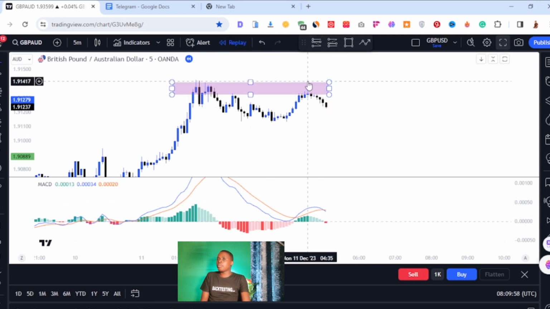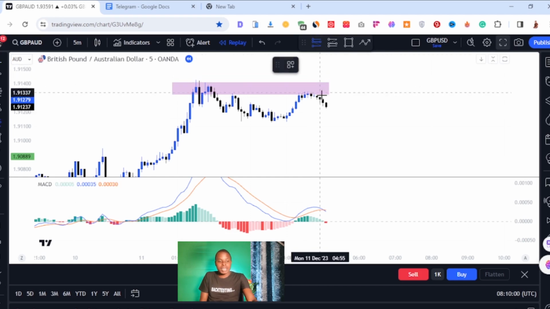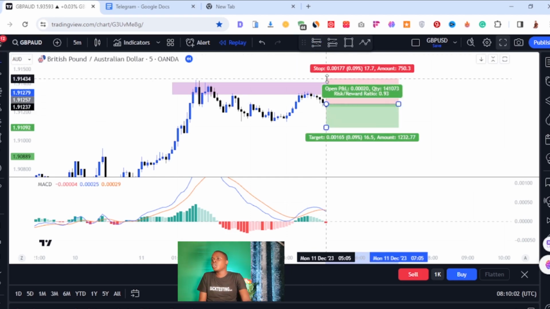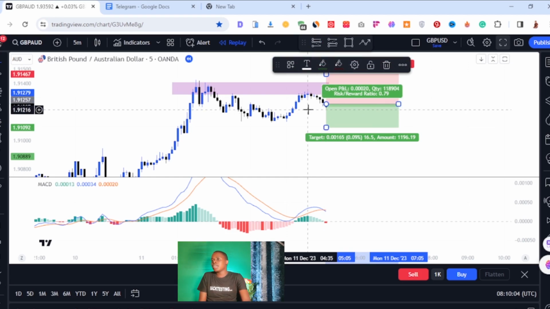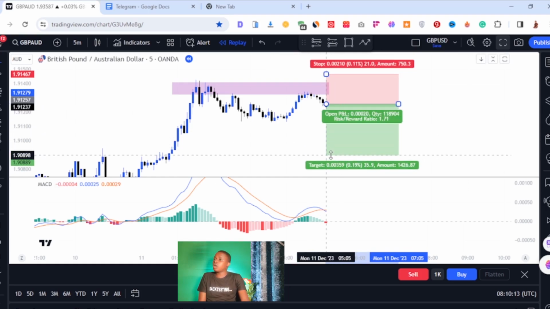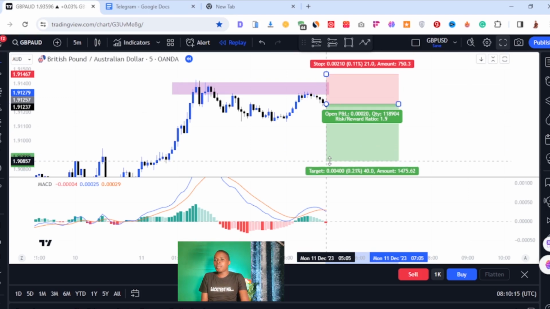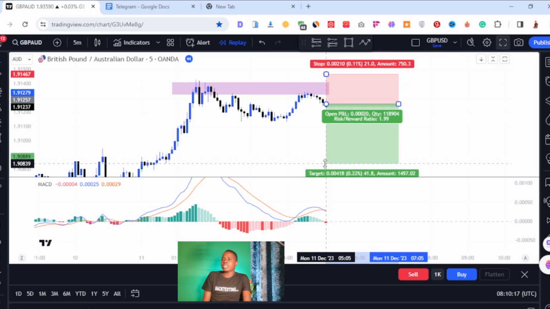You put your stop loss above this zone, because if the market reverses, you want this zone to help you as the market pushes to the downside. So we do this. We put our 1-to-2 risk to reward ratio. If we get 1-to-1, we move our stop loss to break even. That's the approach that I'm doing these days, right?